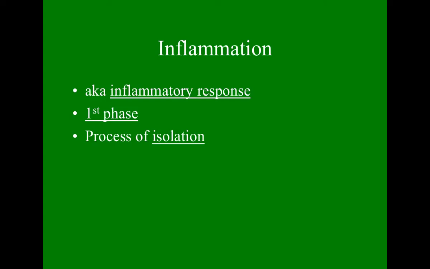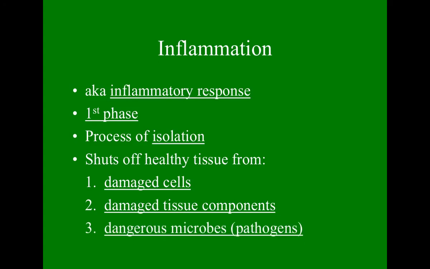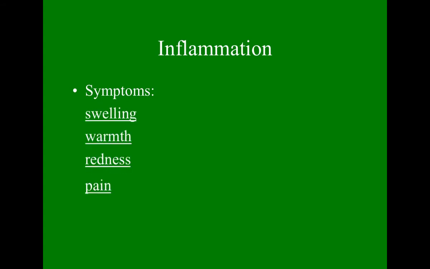Inflammation by itself is a process of isolation, because what we are trying to do is make sure that healthy tissue gets cut off from damaged cells as well as damaged tissue components. Both of these release certain chemicals that actually can disrupt the homeostasis of healthy tissue that may surround the injury site. In addition, we want to protect that healthy tissue from microbes or pathogens that may have entered the body as a result of the injury that has occurred. The symptoms of inflammation we're very familiar with. We have swelling, warmth, redness, and pain.